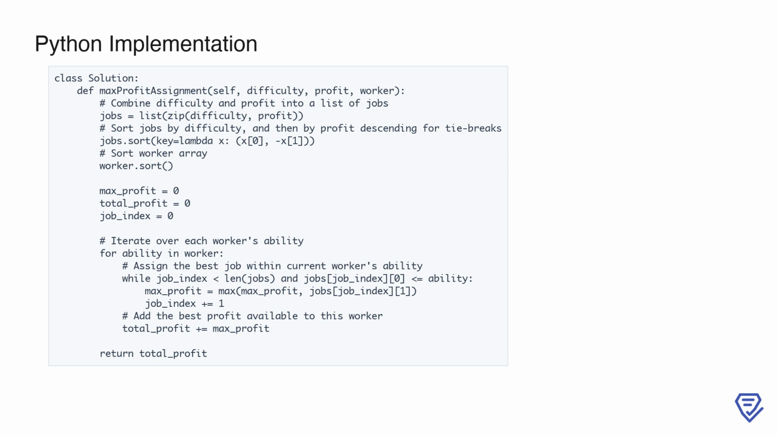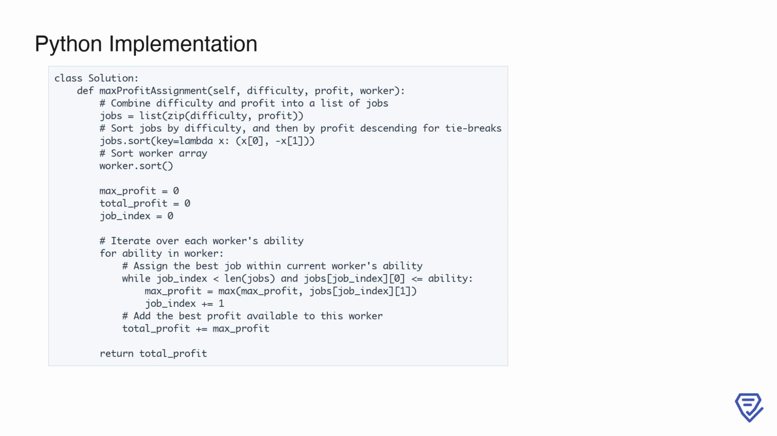For each worker, we assign the best job they qualify for by iterating through the jobs list while the job difficulty is less than or equal to the worker's ability. During this process, we update max_profit to the highest profit seen so far. Once no more jobs can be assigned to the worker, the current max_profit is added to the total_profit.